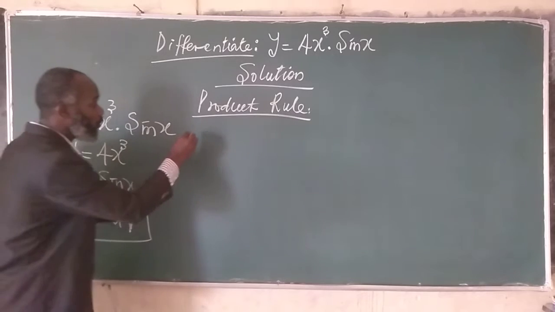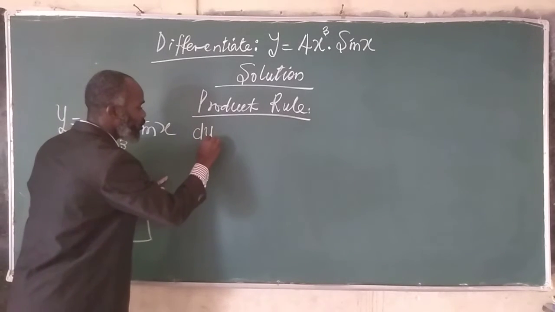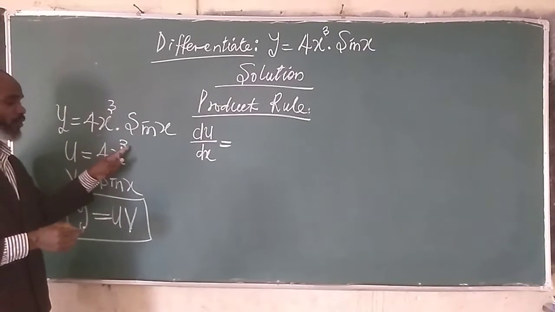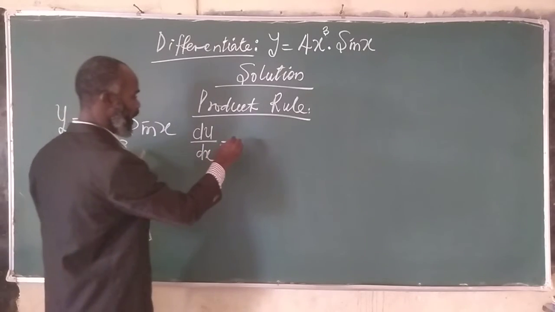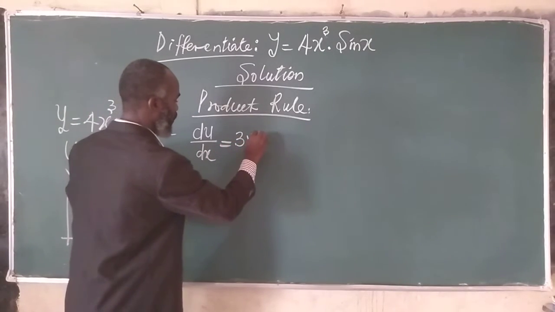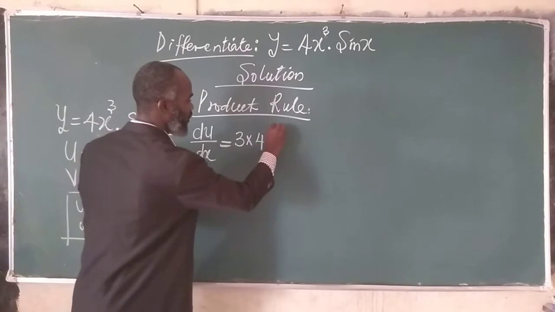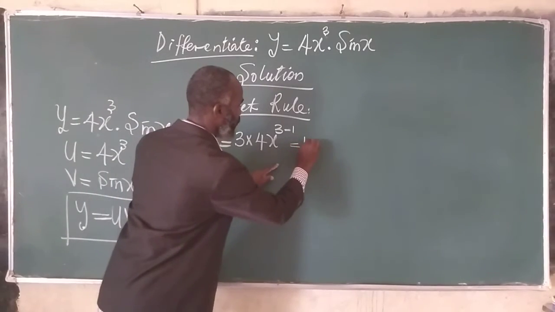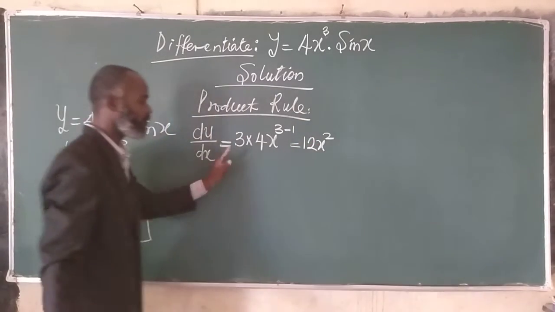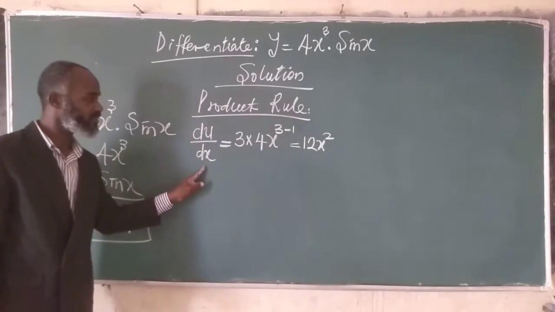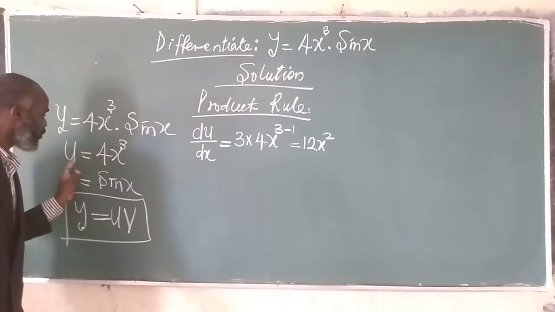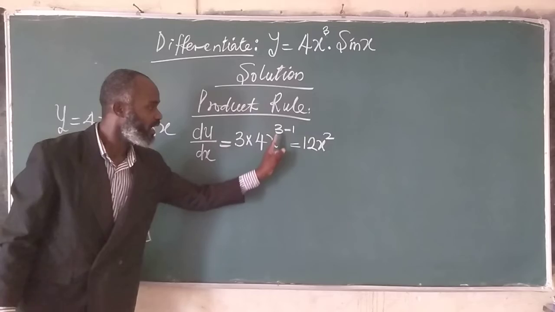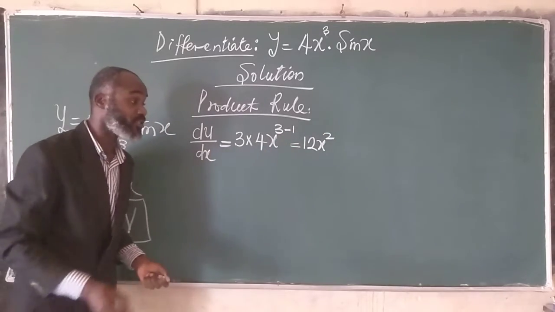First of all, we are going to differentiate u with respect to x. So our u is 4x cubed. Differentiation goes this way: 3 times 4x to the power 3 minus 1, and finally we are going to have 12x squared. That's for du dx. Differentiating u with respect to x will give us this. 3 times 4 is 12, and the power reduces to x squared.